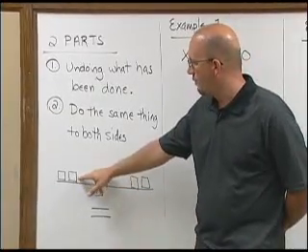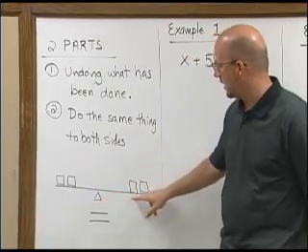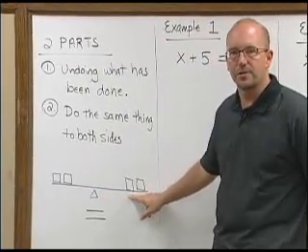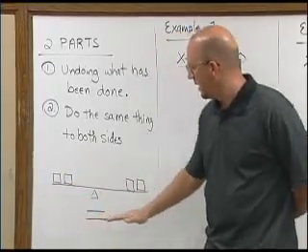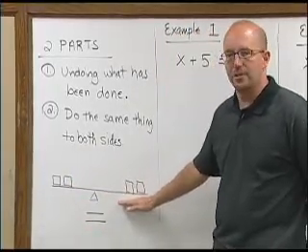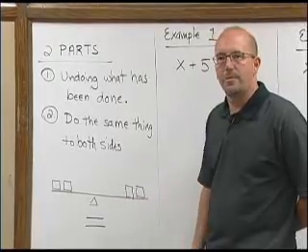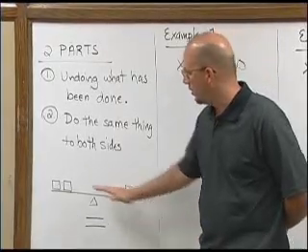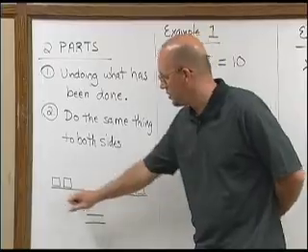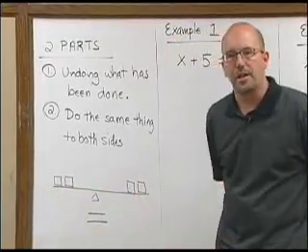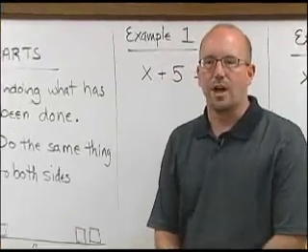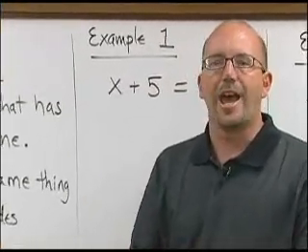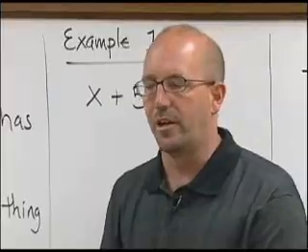Meaning, if I were to remove one box from this side of the teeter-totter, I would have to remove a box from the other side. Or, if I wanted to add a box to this side, I would need to add a box to the other side. So we always want to keep in mind that when solving equations, we must stay balanced. You must do the exact same thing to both sides. Let's look at 4 different examples of solving equations where we're just adding or subtracting something to our variable.